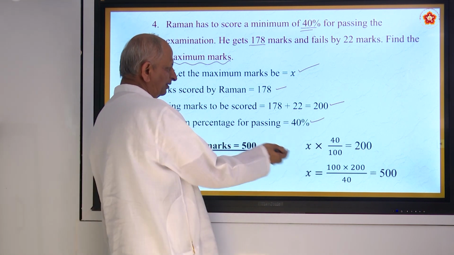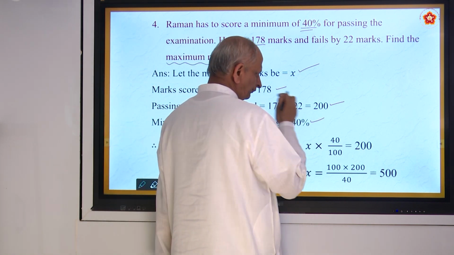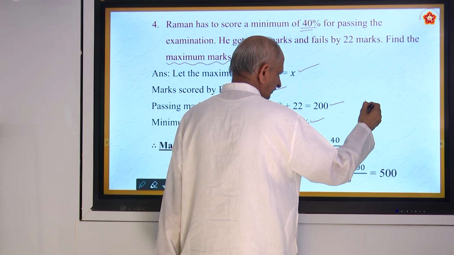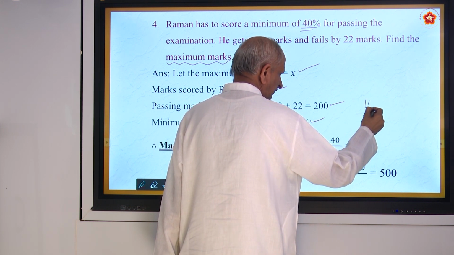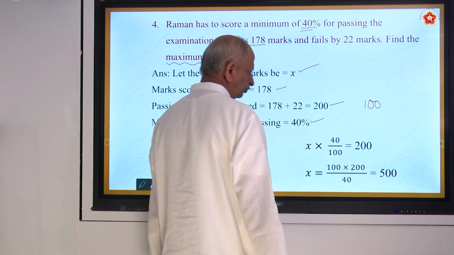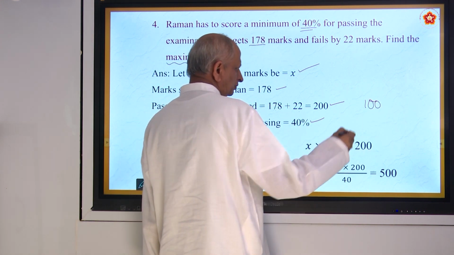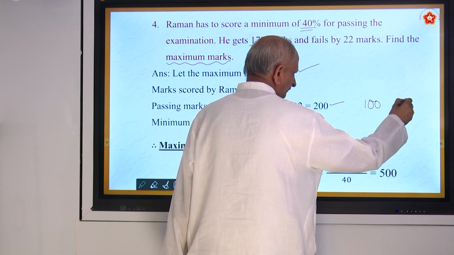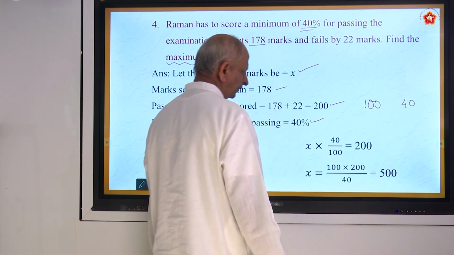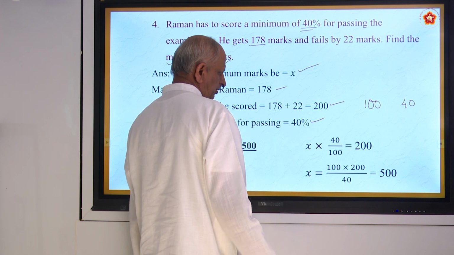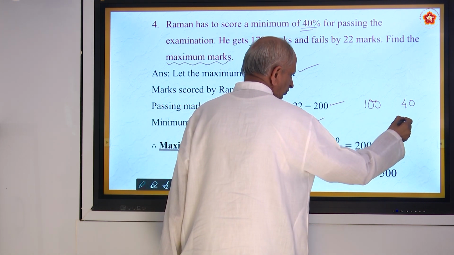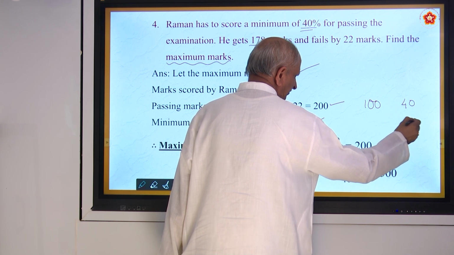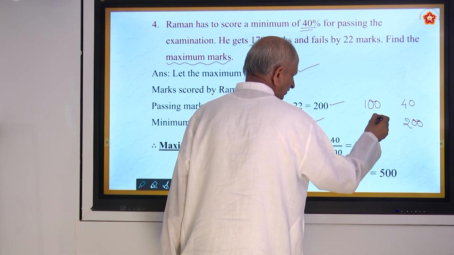So you can do it in another way also. So the passing mark is for 100, he has to score 40. Is it not? And 200 marks is the passing mark. How much does he have to score?